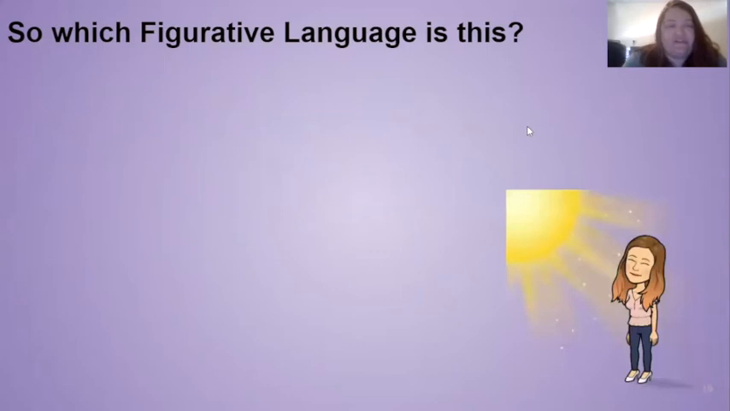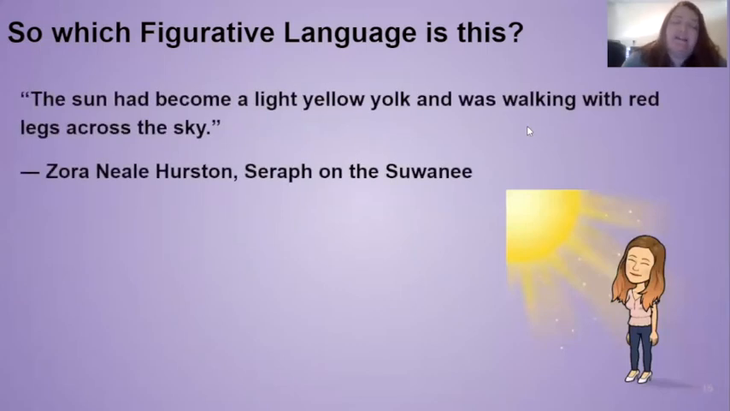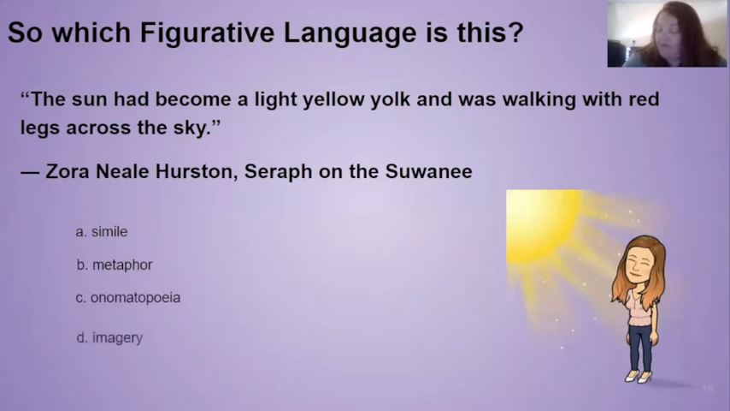So which figurative language is this? The sun had become a light yellow yolk and was walking with red legs across the sky. Zora Neale Hurston, Seraph on the Sewanee. Is it a simile, a metaphor, onomatopoeia, or imagery?